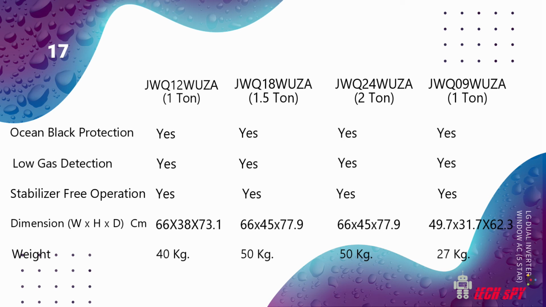Next we talk about the weight of the product. The 1 ton variant is 40 kg, 1.5 ton is 50 kg, 2 ton is also 50 kg, and the new 1 ton variant is 27 kg.